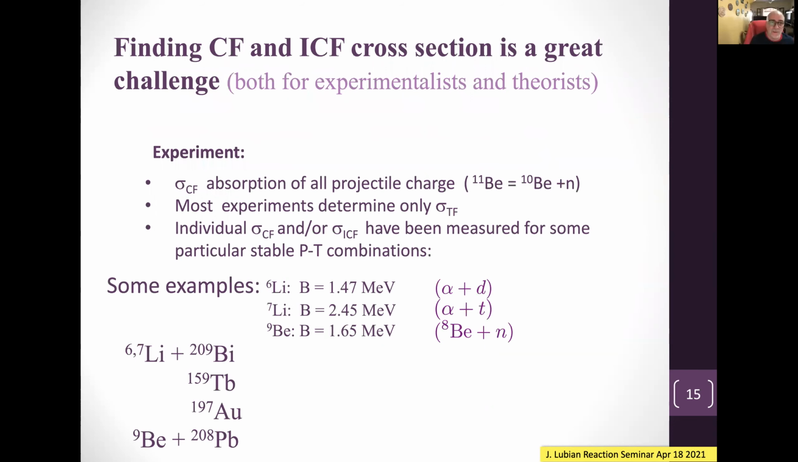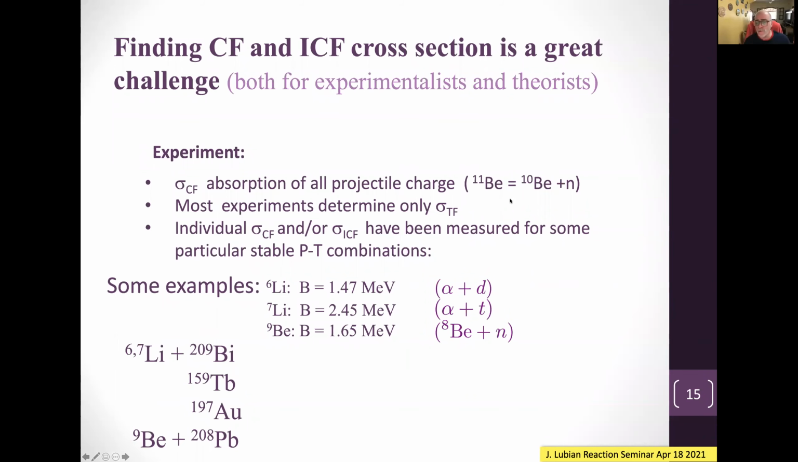So finding the complete and incomplete fusion cross sections is a great challenge for both experiment and theory. We know that we have only a few experimental data. It's very improbable to have all this complete fusion and incomplete fusion for each fragment and the total fusion, because it's quite difficult to measure. And there is also a lack of theories that can calculate all this in complete detail.